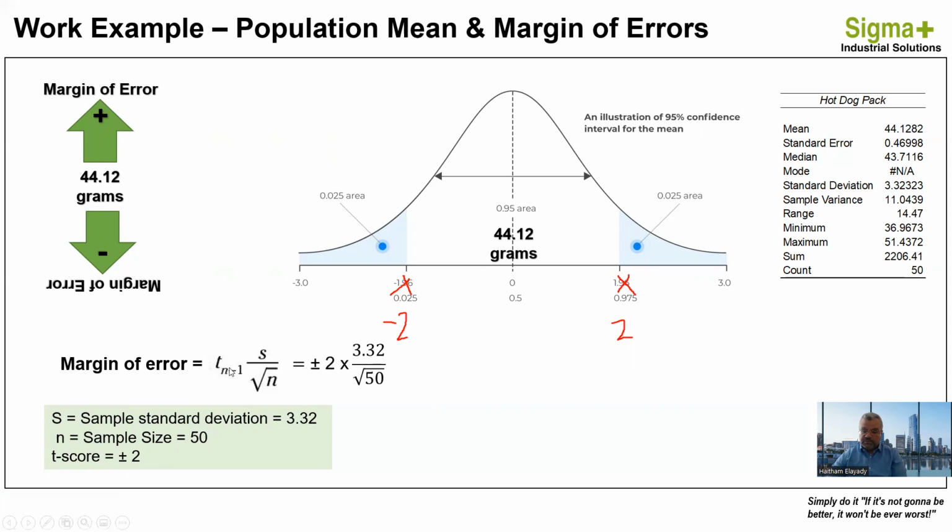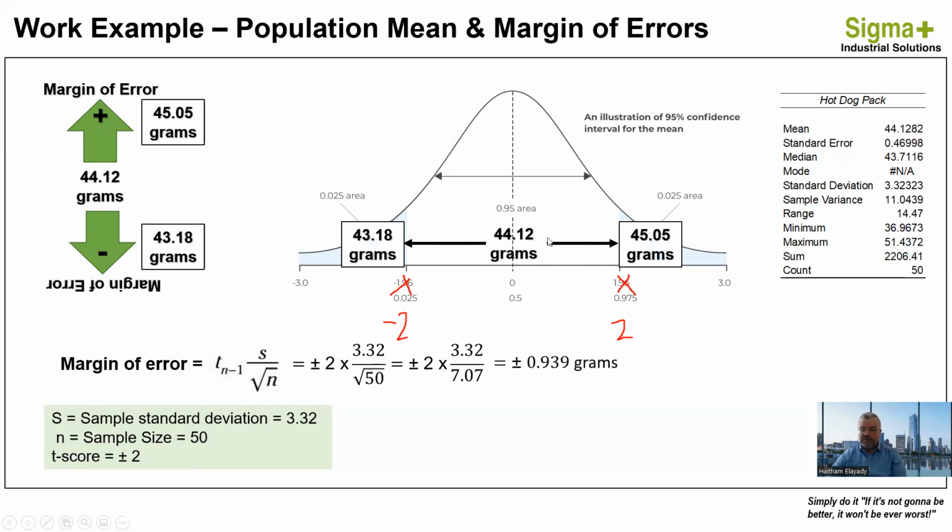So the t-score is ±2 multiplied by the standard deviation, which is equal to 3.32, divided by the square root of the sample size, which is equal to 50. And then hence we can see that the margin of error will be equal to ±0.939 grams. What does it mean? It means that my margin of error will be a maximum value of 45 grams and the minimum value is 43.18 grams.